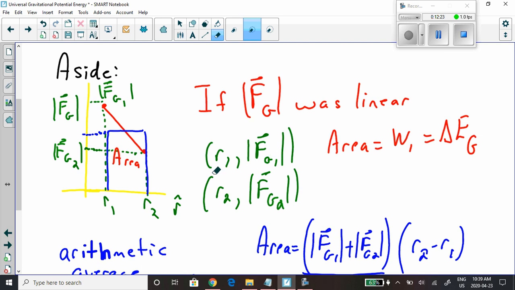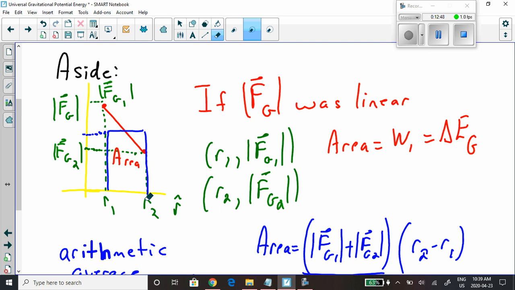And if we wanted to find the work done to lift an object from radius 1 to radius 2, we would have to find the area under this red line here. The area under this red line. That's what we would have to do. And you could do it. You could split this into a rectangle down here, right? And maybe a triangle right there.